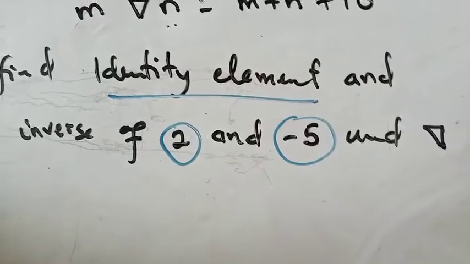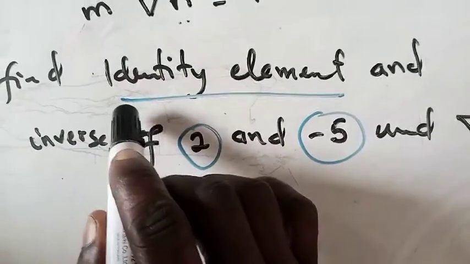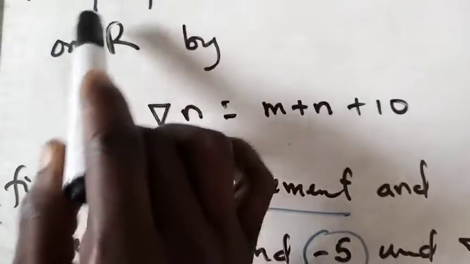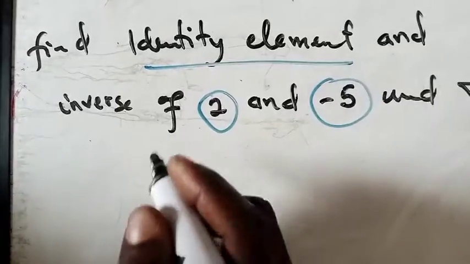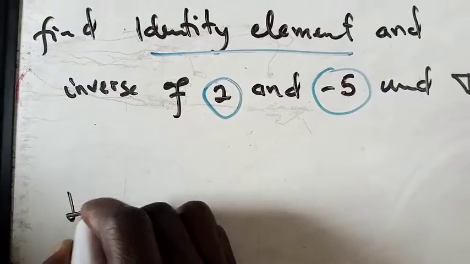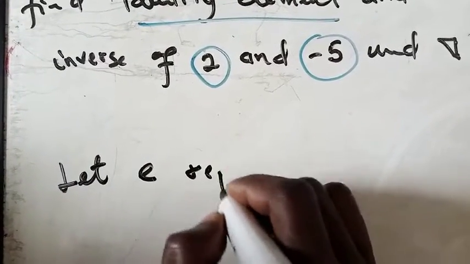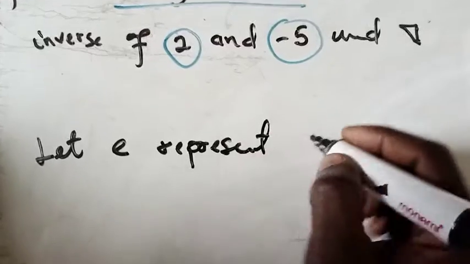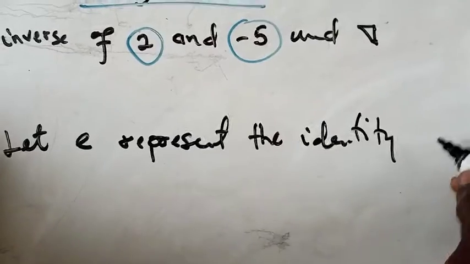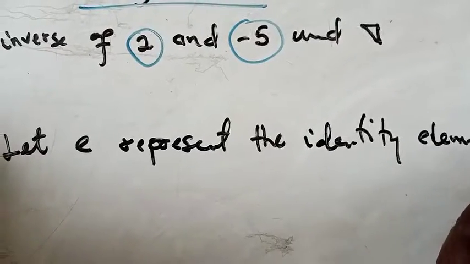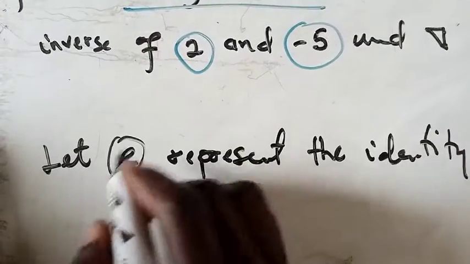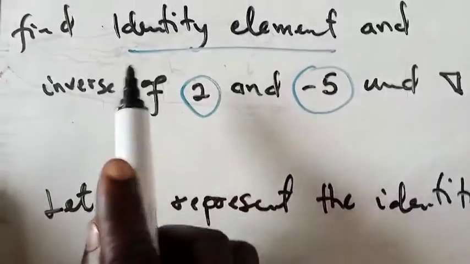Our first step, or our first task here, is to determine the identity element from this house. So we can say, let E represent the identity element. Normally we use E to represent that. Maybe you can use some different variable, but mostly what we use is the letter E, which sounds just like identity.